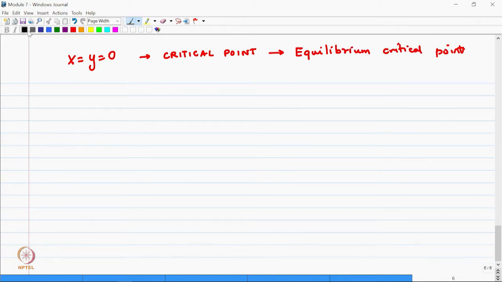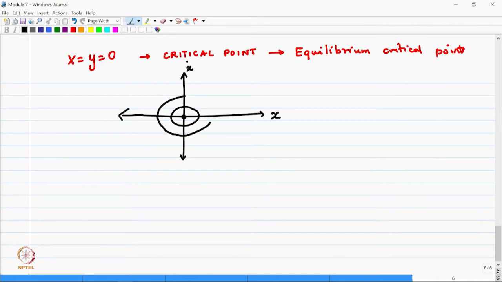Now let us look at the phase space picture. The phase portrait looks something like this. You have x and y; I am writing y instead of x dot, though if I want, I can write x dot also. You have this equilibrium critical point, and then a family of ellipses based on the value of that constant. So this is what the solution to the simple harmonic oscillator looks like in the phase plane.